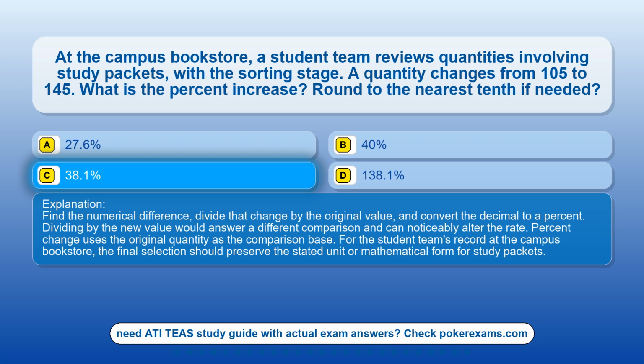Find the numerical difference, divide that change by the original value, and convert the decimal to a percent. Dividing by the new value would answer a different comparison and can noticeably alter the rate. Percent change uses the original quantity as the comparison base. For the student team's record at the campus bookstore, the final selection should preserve the stated unit or mathematical form for study packets.